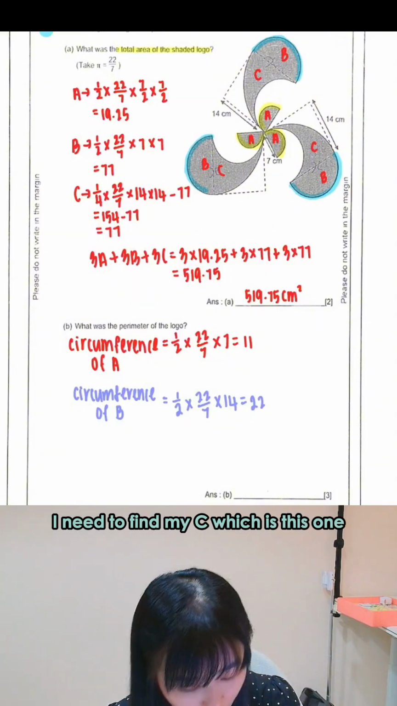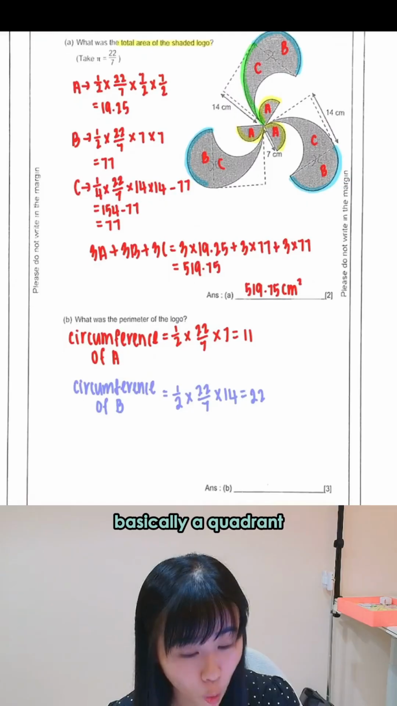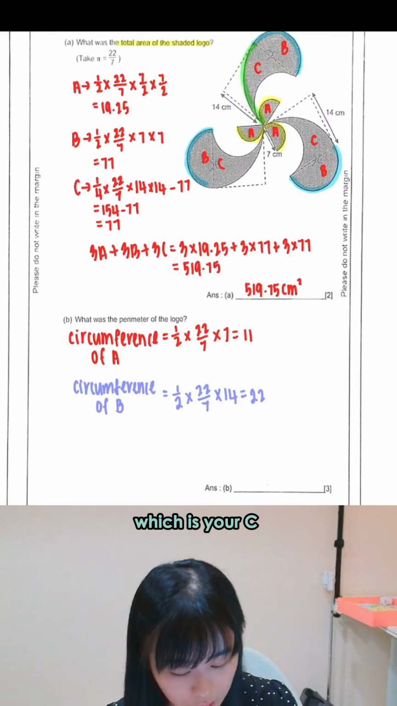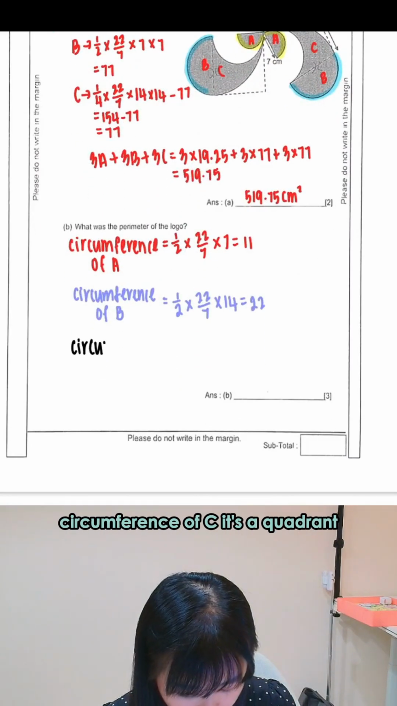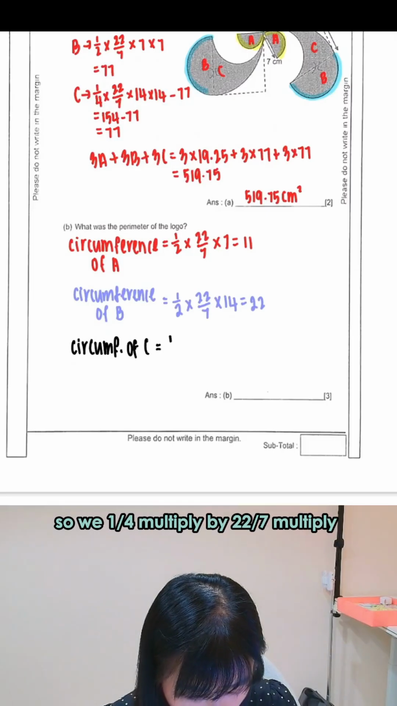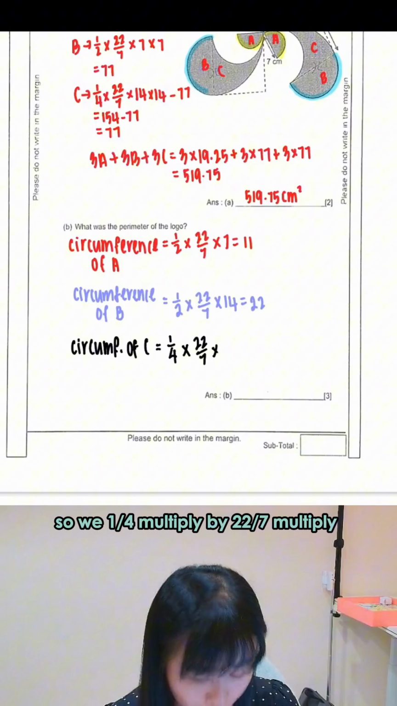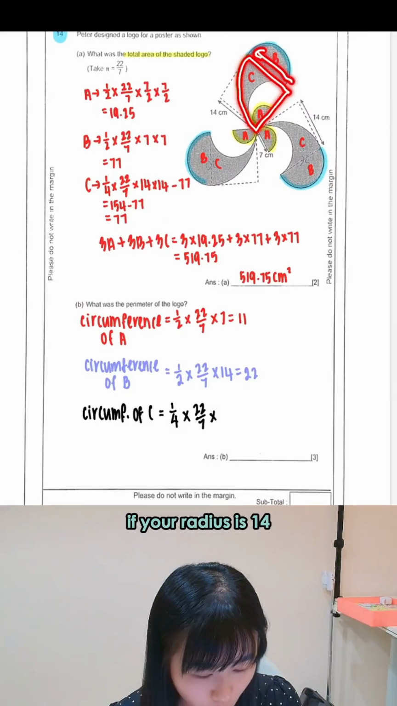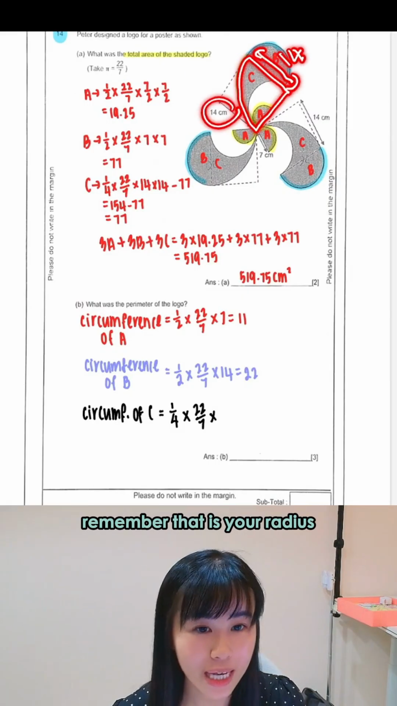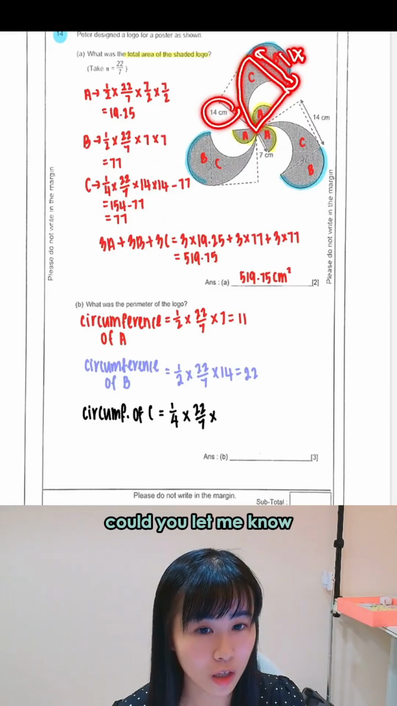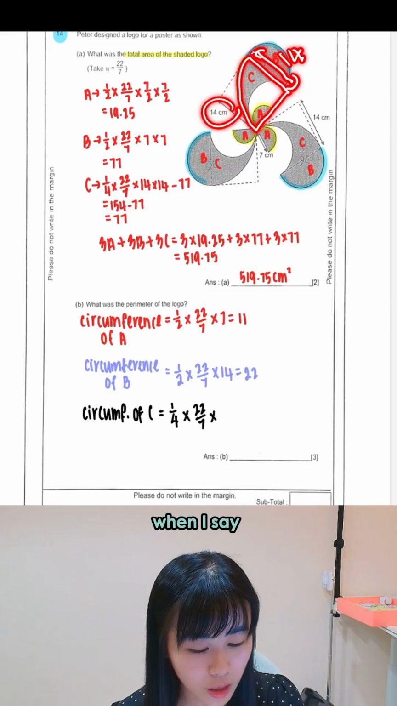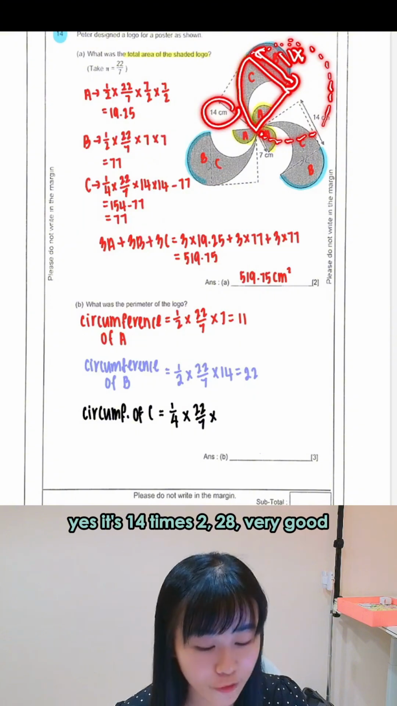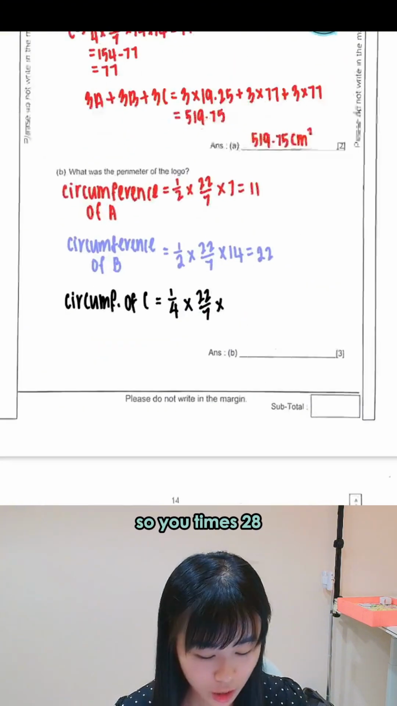And then next, I need to find my C, which is this one. And this one is basically a quadrant. Remember, I told you it comes from a quadrant like this. So you just need to find the circumference of a quadrant, which is your C. So circumference of C is a quadrant, so 1/4 multiplied by 22 over 7, multiplied by, this is the part that many students always get wrong. Everybody look at this quadrant. If your radius is 14, remember that is your radius, not your diameter. Could you let me know what is the diameter of this quadrant? When I say diameter of this quadrant, you must imagine it's the whole circle at that time. What is that diameter? Yes, it's 14 times 2, 28. Very good.